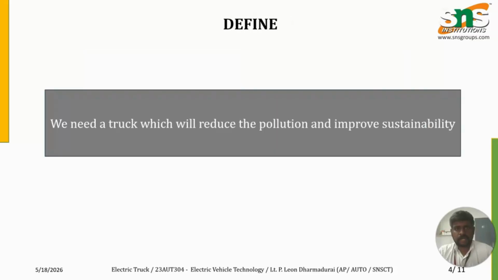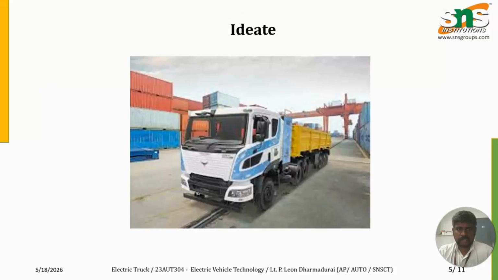So we need a truck which will reduce the pollution and also improve the sustainability. For this purpose, we can use electric trucks. The purpose and applications of these electric trucks are going to be the same as an IC engine truck, but there will be some construction and working differences when we compare the electric truck with the existing IC engine trucks. Many companies are pushing forward to manufacture more EV trucks in order to switch their company towards EV, for sustainability and to reduce pollution.